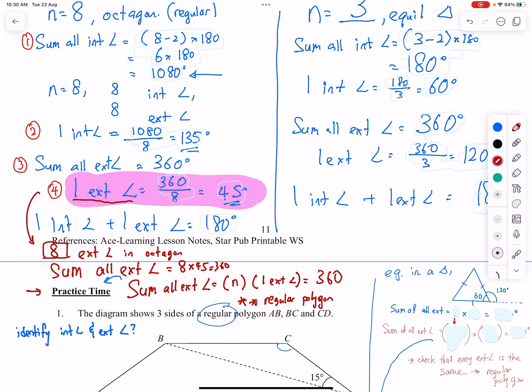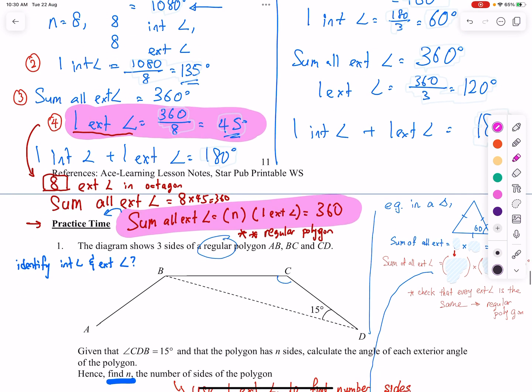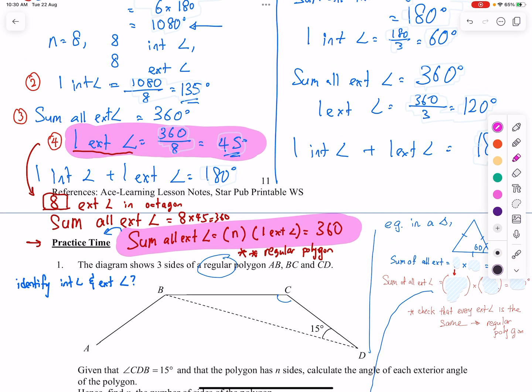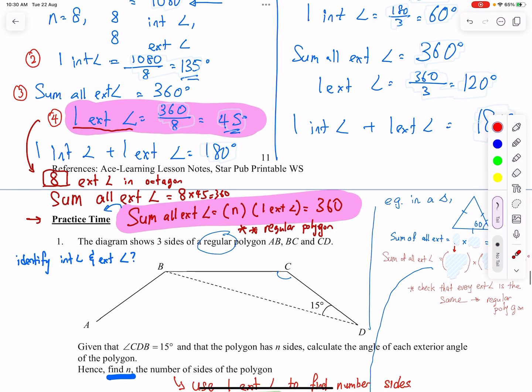Why this? Because later on I'm going to use this idea to actually solve all the more challenging questions. Now let's take a look at practice 1. Say I have three sides of a regular polygon, AB, BC and CD. I want to understand the question. The question says CDB is 15 and the polygon has n sides.